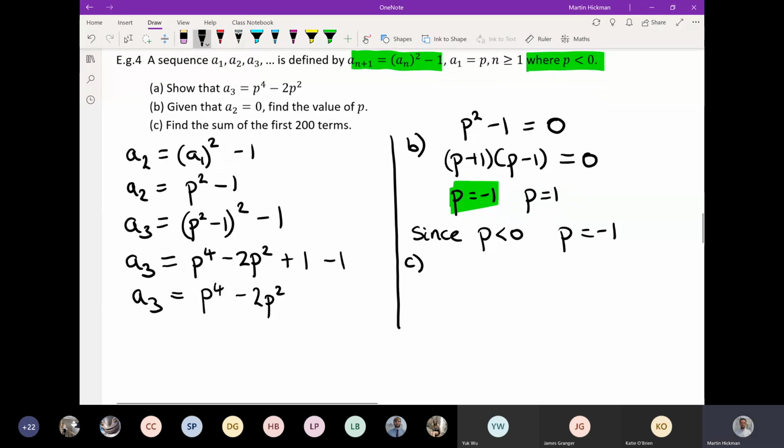Part C wants us to find the sum of the first 200 terms. So I'm just going to put this question in the chat. How do you think we would do this? Find the sum of the first 200 terms. We know the first term is p, so the first term now is minus 1. We know the second term is 0. Any ideas how we'd find the sum of the first 200 terms? What would A3 be, for example? What would A4 be? Can we see any patterns?